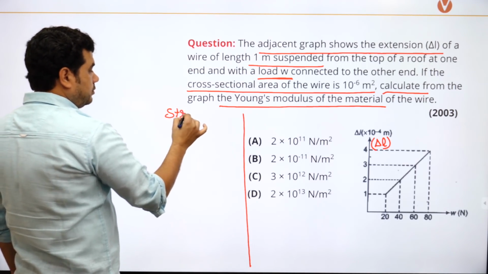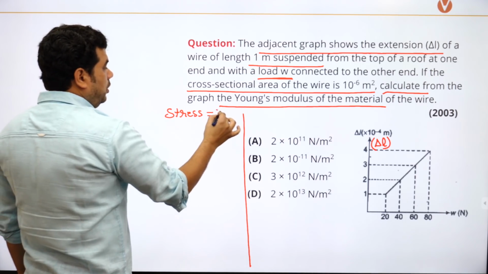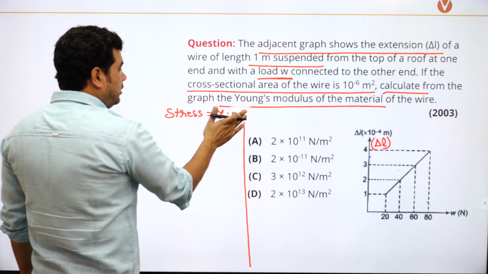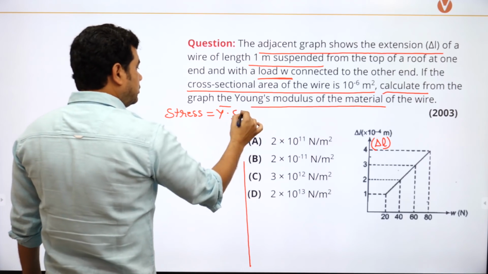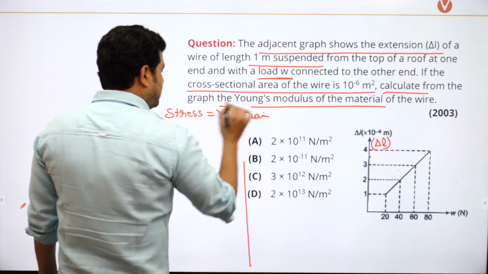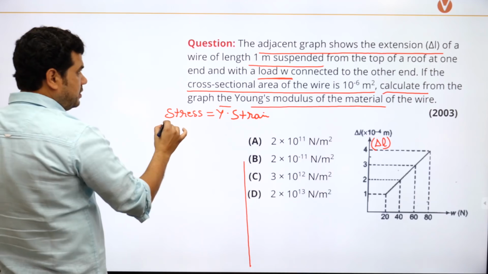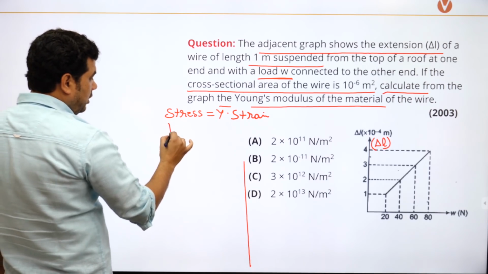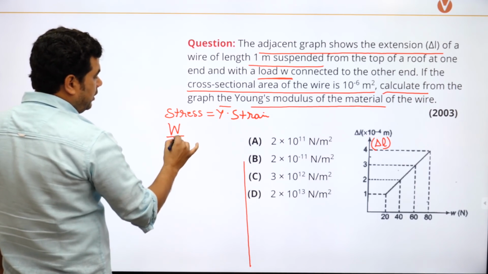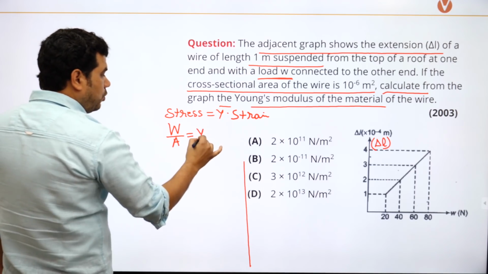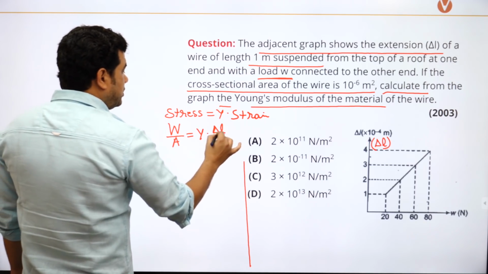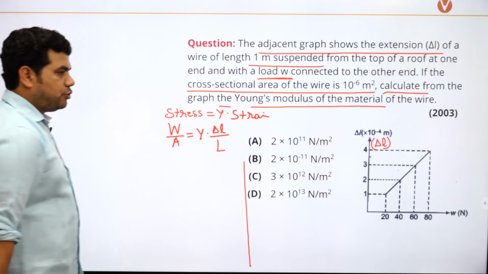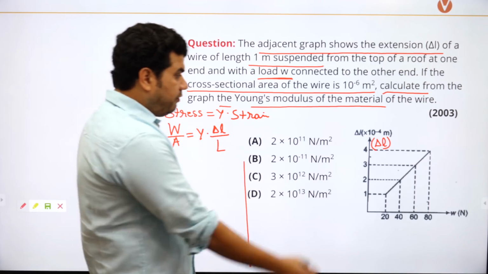Stress is equal to Y into strain. You can see here, stress is load divided by cross-sectional area is equal to Y, and this is delta L upon actual L.